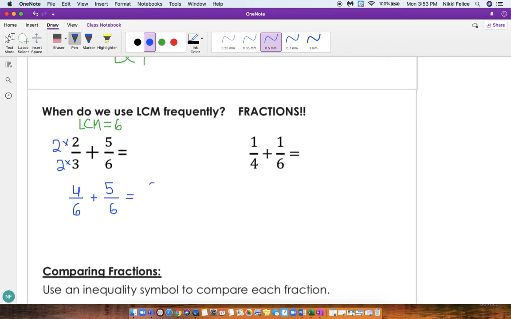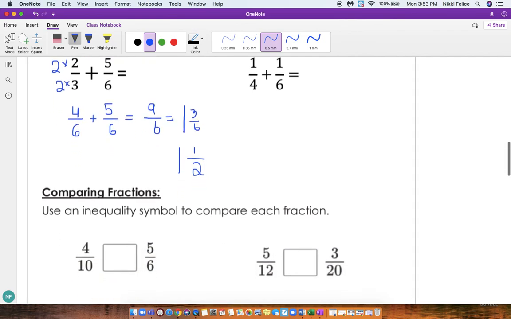5 plus 4 is 9, so my answer is 9/6. Or if I want to turn it into a mixed number, I could say that is 1 and 3/6, which is the same thing as 1 1/2, if I simplify. So this is something that you've already seen before in previous grades, but now we're extending it to the least common multiple.